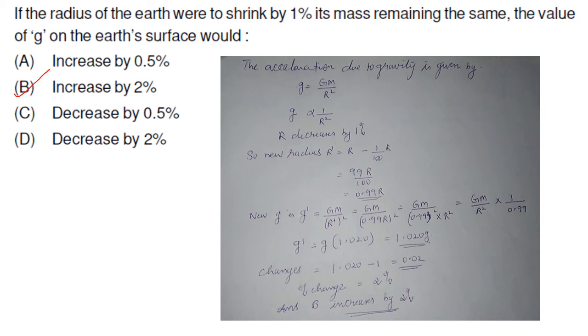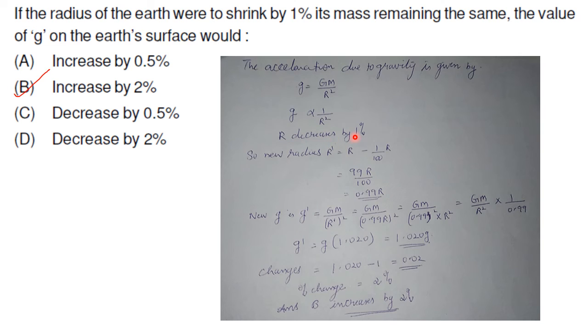The next one. If the radius of the earth were to shrink by 1%, its mass remaining the same, the value of g, that is the acceleration due to gravity on the earth's surface, would be. So the acceleration due to gravity is given by g = GM/r², or g is proportional to 1/r².